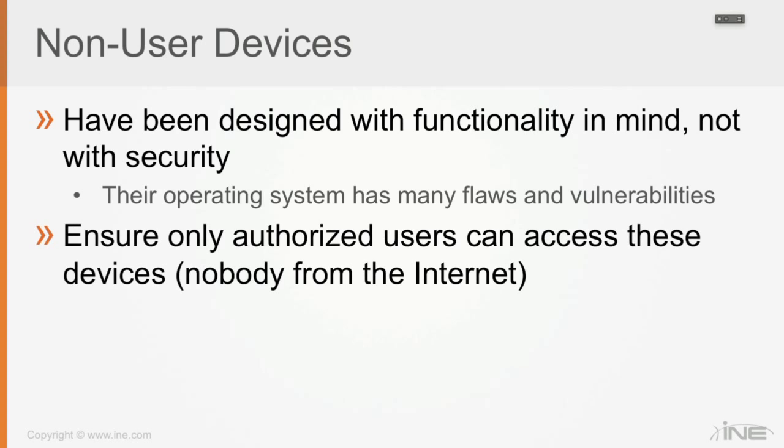So ensure that only authorized users can access those non-user devices to begin with. So control who can access those devices. You shouldn't allow internet access to your printer or to your video conference system. Of course, to the video conference system you may have to allow it if it's publicly available. But to your printers, no need for that. To your IP cameras, no need for that.